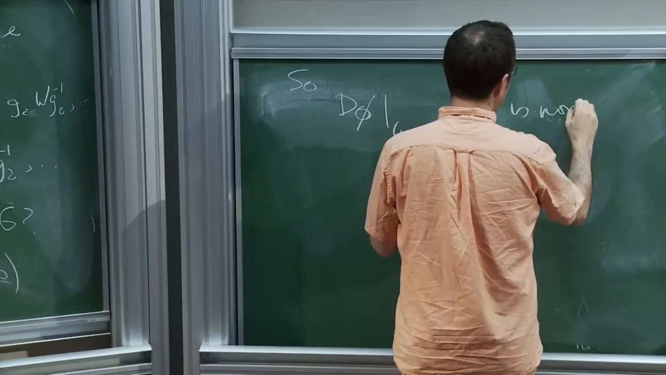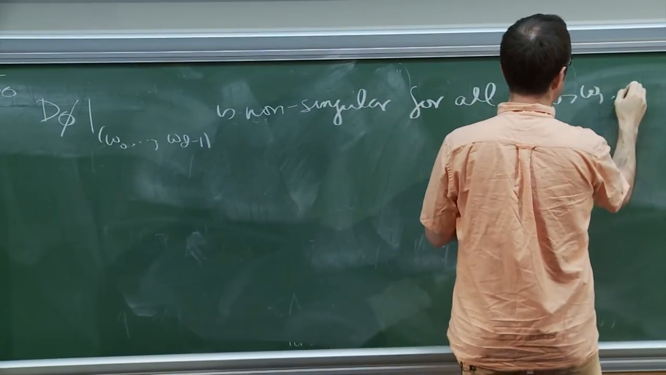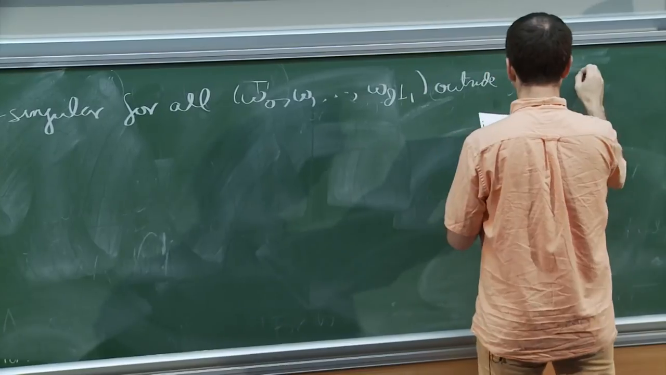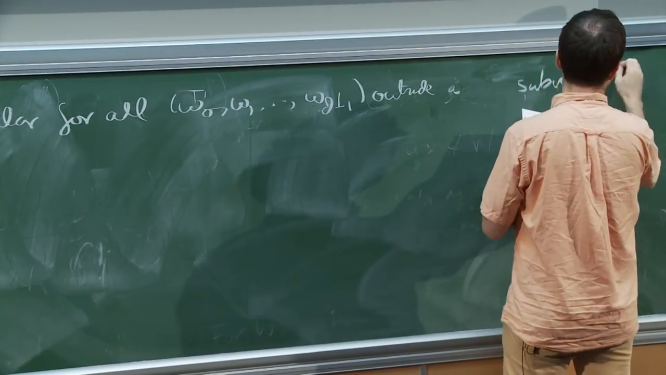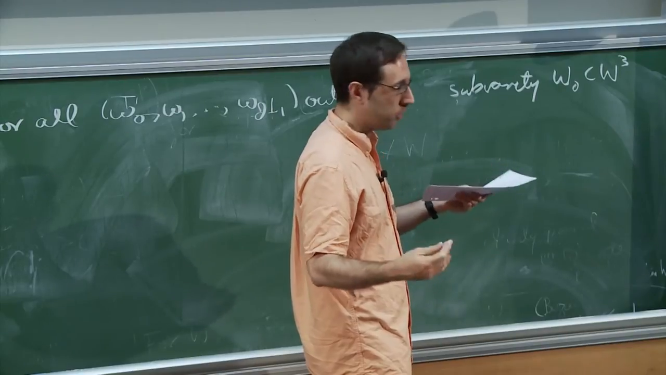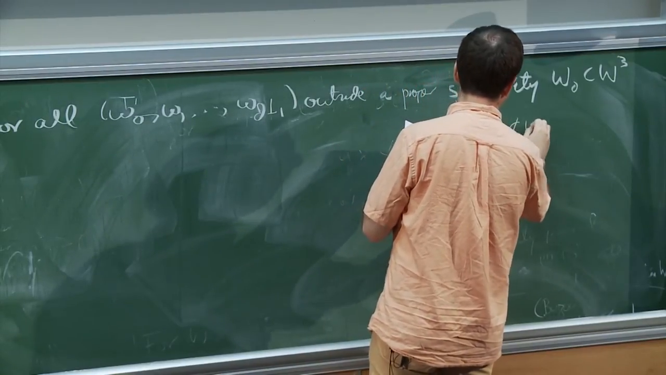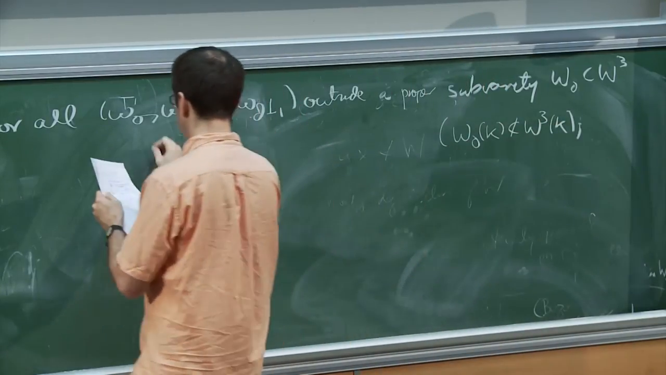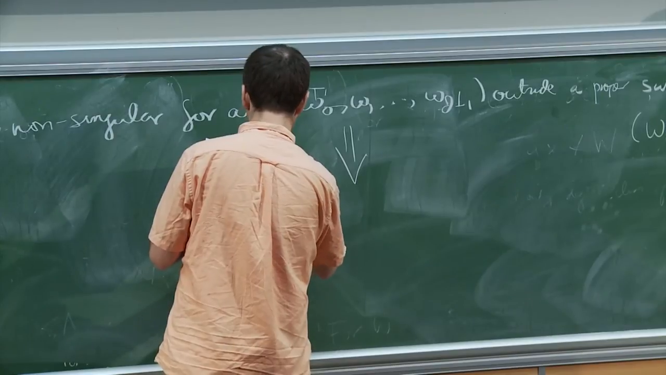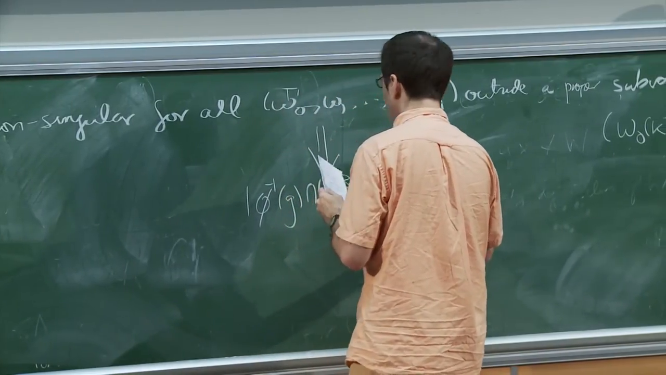It's non-singular for all w outside a subvariety W0 in W^3. This is tautological because it just means not being, the subvariety is defined by having zero determinant, but a proper subvariety. And moreover, W0 in K is not all of W^3. But this is exactly what we wanted. This is exactly what we were looking for, and we get that outside that very wicked variety, the determinant is always going to be non-zero.